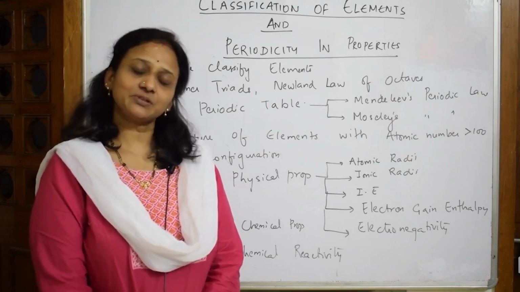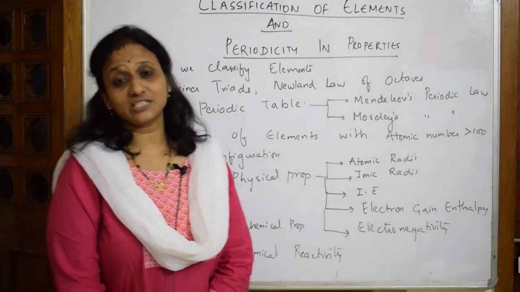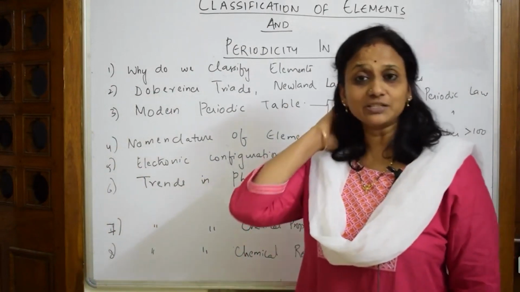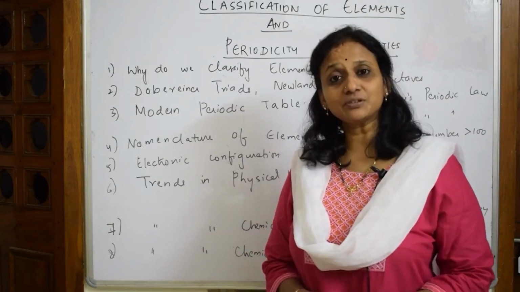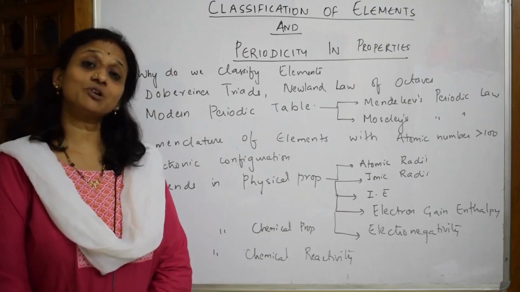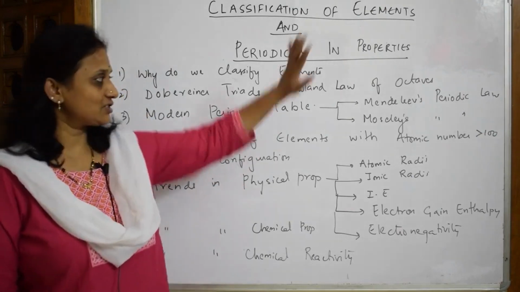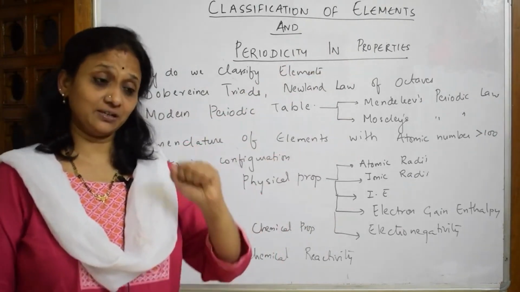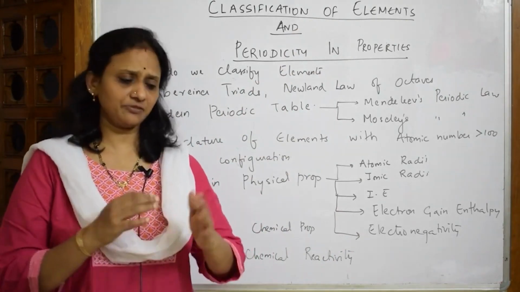Now after that chapter, we'll go to a lighter chapter, that is classification of elements and periodicity in properties. Most of the schools, I think, would have completed the first chapter, then gone to the second chapter. You'll be getting this chapter in the unit test also. The most important thing I'm going to tell you is, whenever I do a chapter, you very well know, I'll try to write the index. Done.